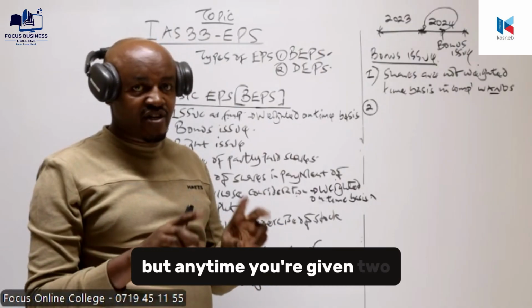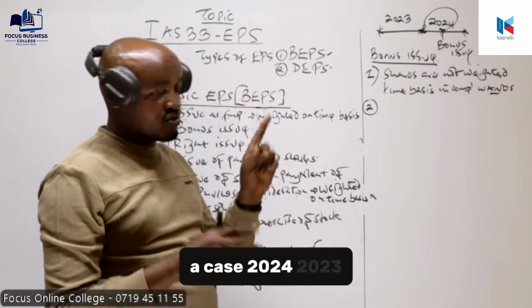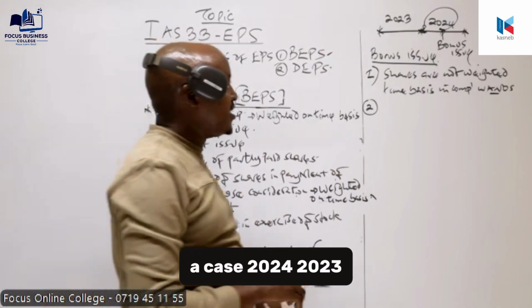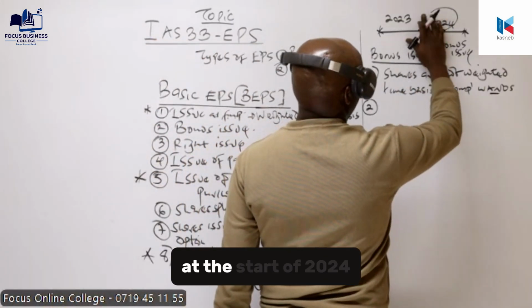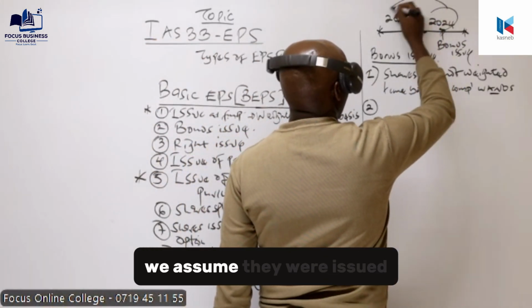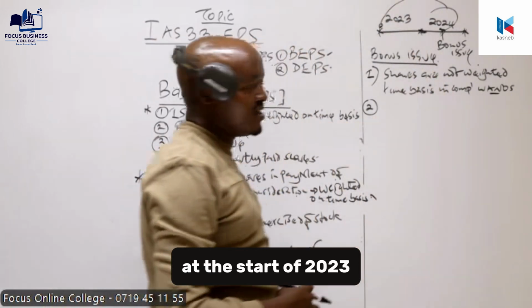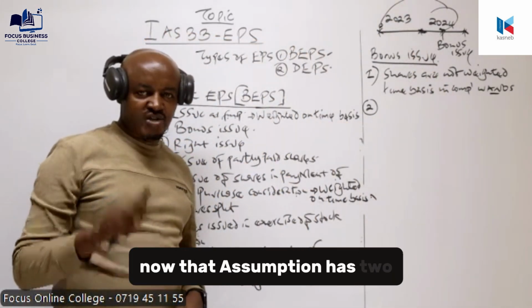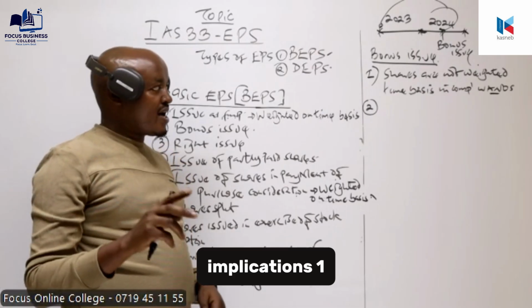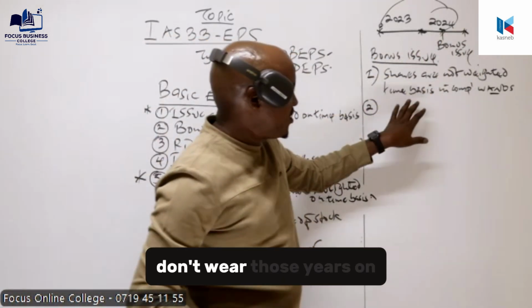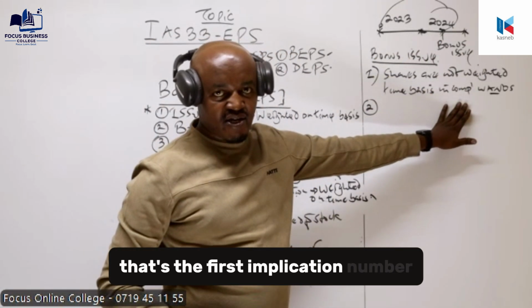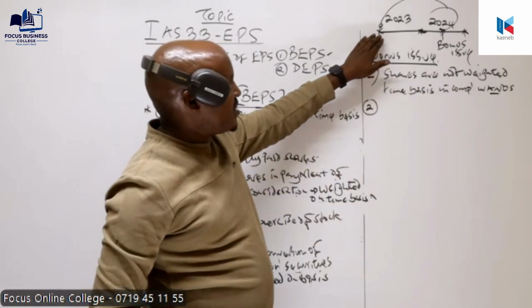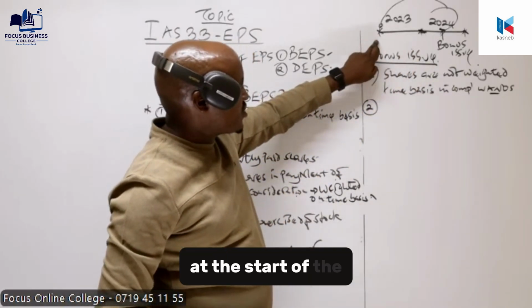But anytime you're given two periods, like in that case 2024 and 2023, we don't assume that they were issued at the start of 2024. We assume they were issued at the start of 2023. Now that assumption has two implications. One, during the current year, don't weigh those shares on a time basis. That's the first implication.